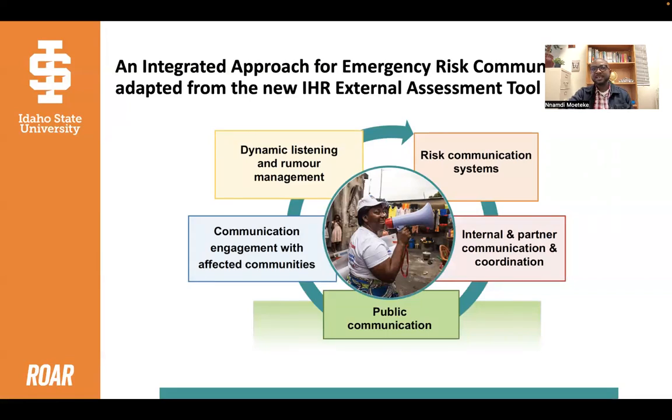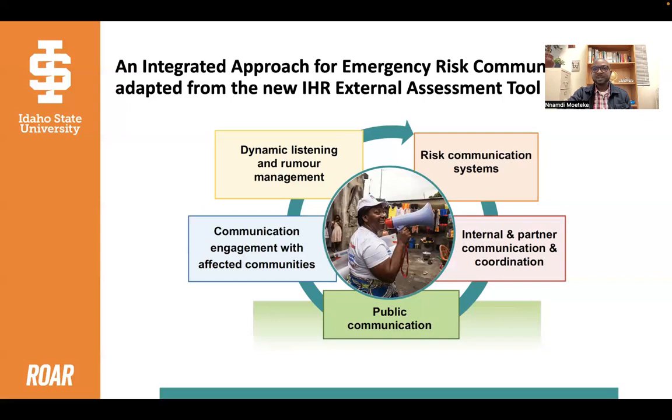So here we see a diagram that depicts the integrated approach for emergency risk communication. The first component there is risk communication systems. And this includes strategies, plans, standard operating procedures, structures, resources, and simulation exercises to test the systems that you have. We also have internal and partner communication and coordination, which includes mechanisms at local, state, national, and international levels with stakeholders such as healthcare providers and non-governmental organizations, volunteers, civil society, and so on.